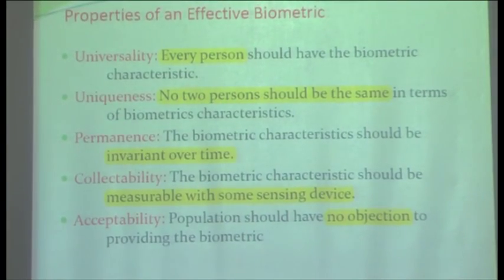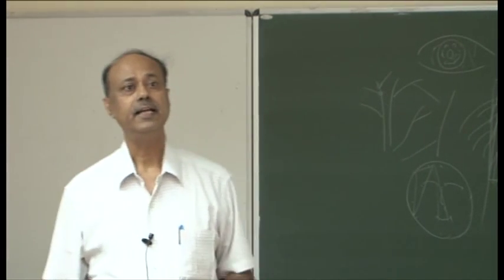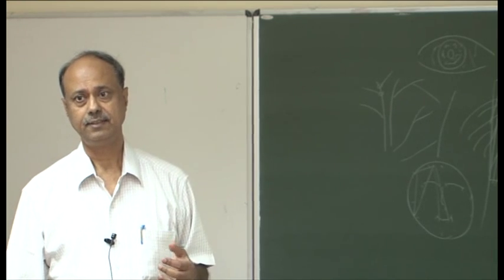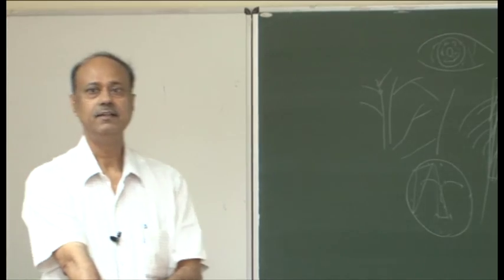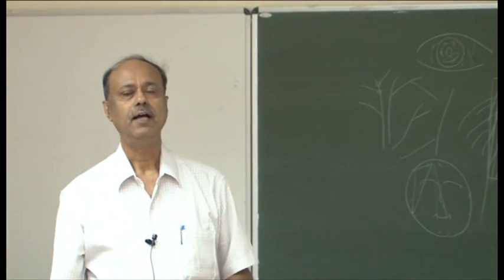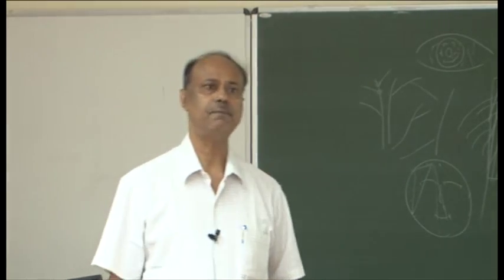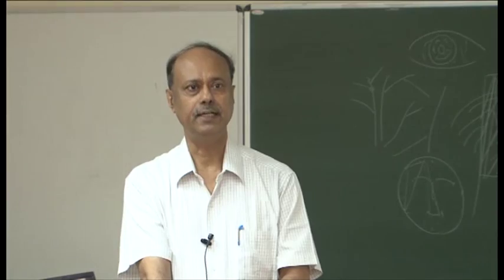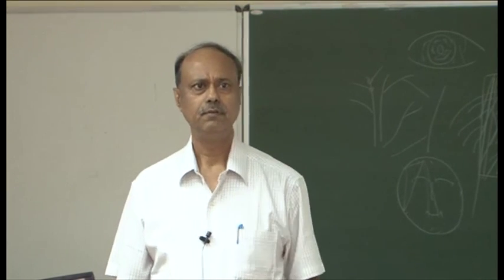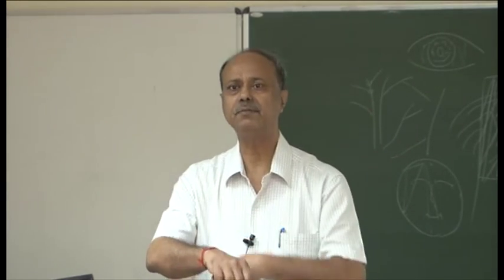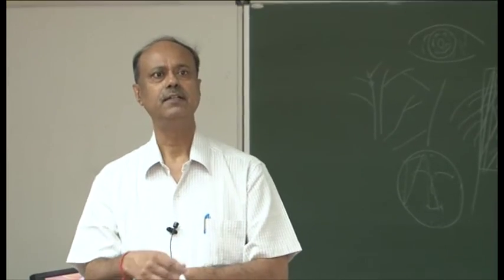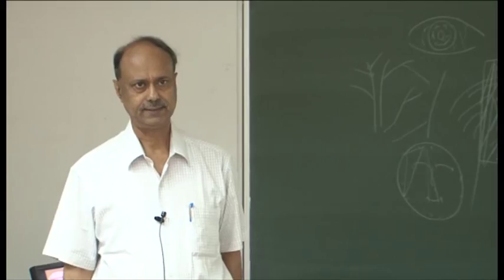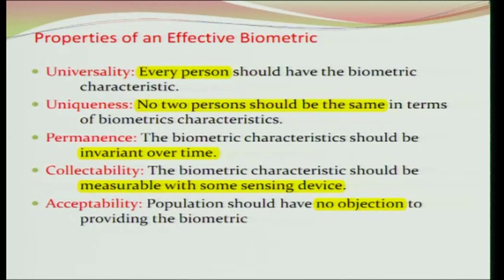The next one is uniqueness. No two persons should have the same characteristics, whatever you are considering. If I just take from here to here and consider this the only part for my biometric characteristic, it is not unique, because for this measurement you will find several people having the same measure. Or if I consider the diameter or the circumference of this part, there exist several people with similar characteristics. So you cannot consider it unique. Uniqueness is one important parameter through which you separate people out.